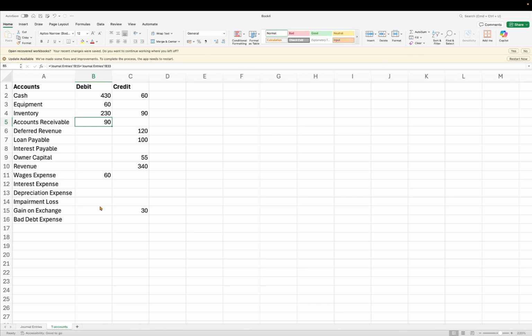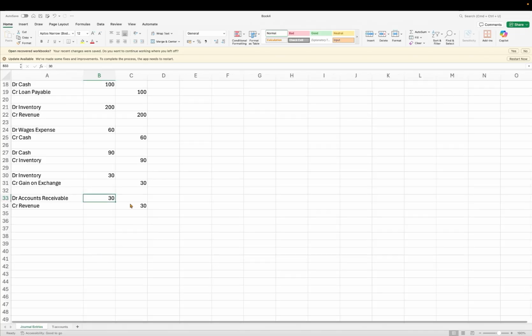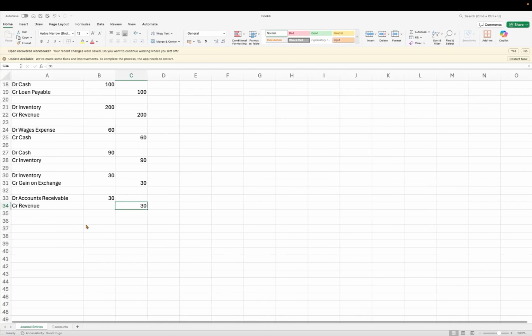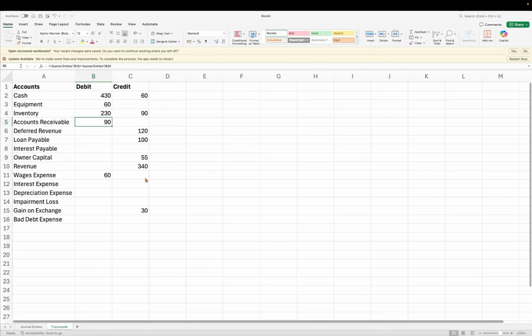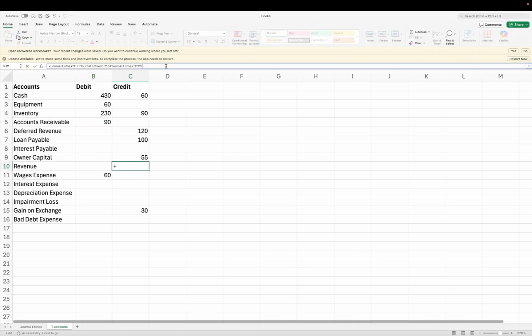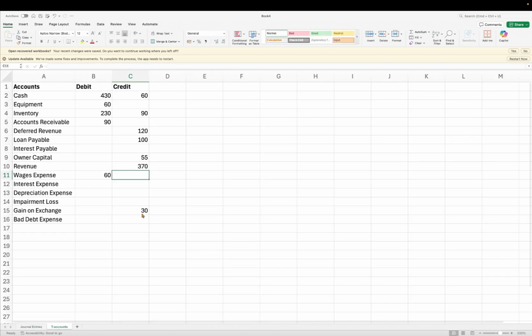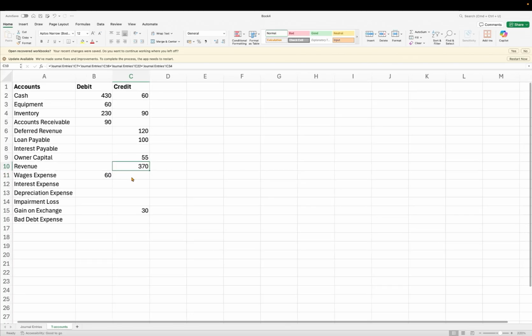Next, assets increase with debits. We've got this number. Now we look at our journal entries again, and here are our credits from revenue. We're adding another additional revenue, which is 30, right? Great. So our revenue increased to 370.